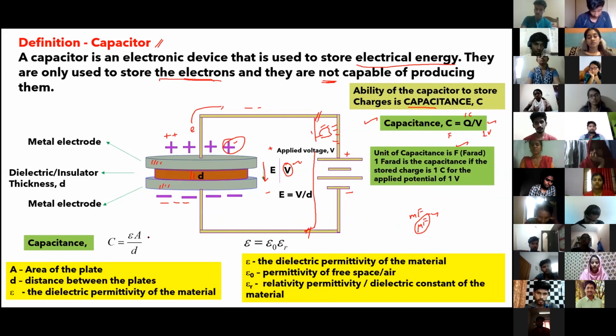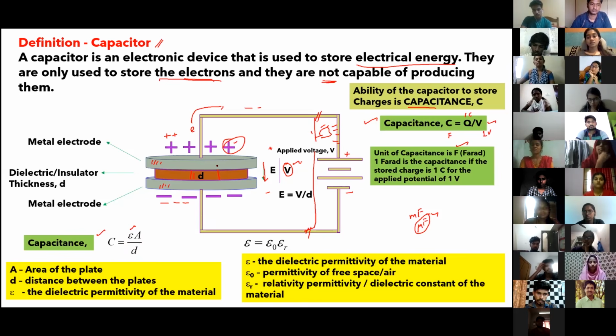There is another way of defining the capacitance, which is geometrical capacitance. For example, the capacitance C is defined by epsilon A divided by D. D is the thickness of this layer, or the distance between the plates, because the dielectric material is sandwiched between them. The thickness is going to be exactly the same as the distance of separation between the plates. A is the cross-sectional area of the plate, D is the distance, and epsilon is the dielectric permittivity of the material.